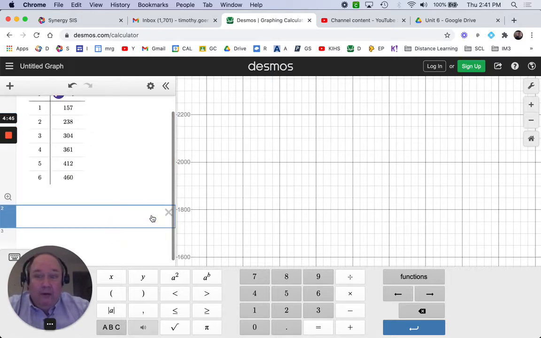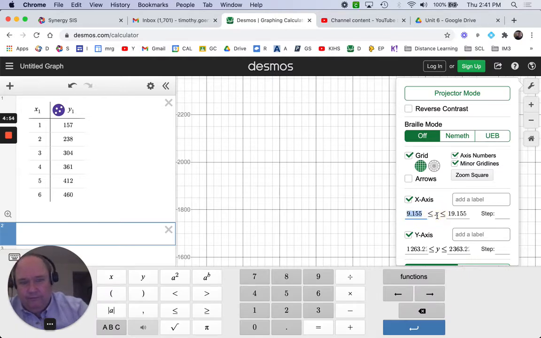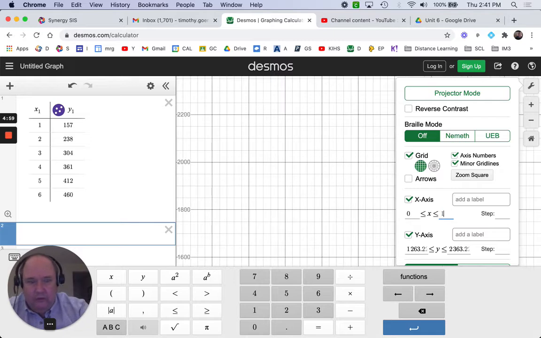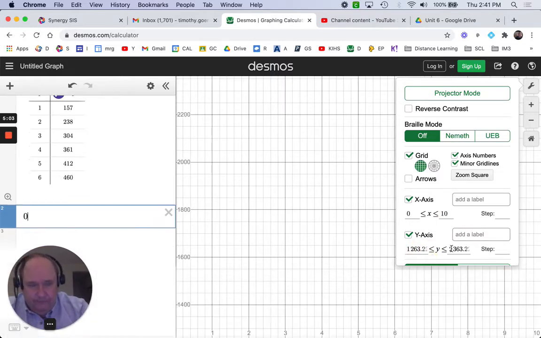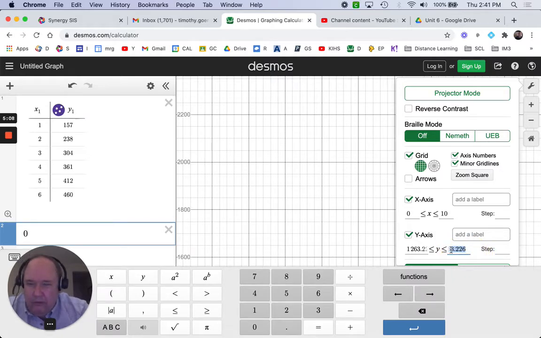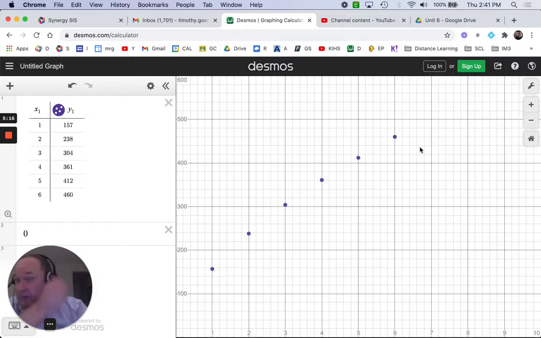Then a power regression. Again, I like seeing it here on the right. So I'm going to change the scale. So we'll go 0 to whatever, 6, so like 0 to 10. Here on the y-axis, we'll go 0, 460. What is that? Like 600 maybe? So now I can see the points here.